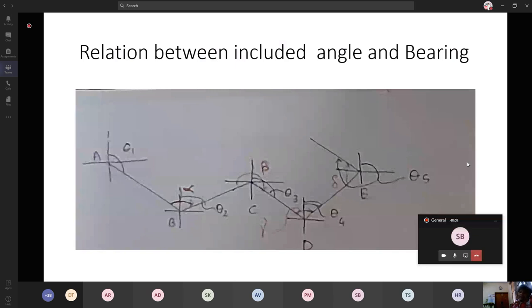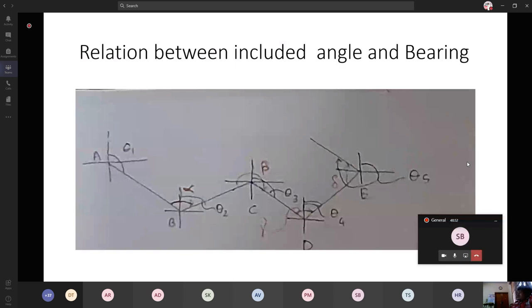So I repeat it again. Theta 2 is equal to theta 1 plus alpha minus 180. Theta 3 is equal to theta 2 plus beta minus 180. Theta 4 equal to theta 3 plus gamma minus 180. Theta 5 equal to theta 4 plus delta plus 180. There is a small difference at this point. Why? What is the general rule? Can you not formulate a general rule?